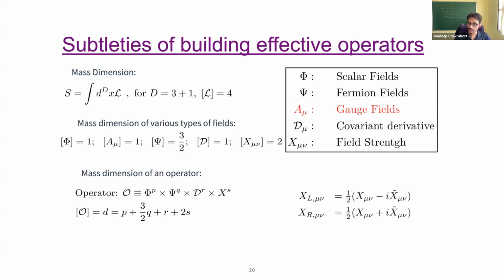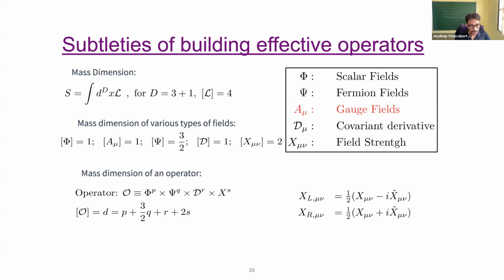So you can have P copies of phi, Q copies of psi, R copies of D, and S copies of the field tensor. Now this Q, by construction of the invariant, is because your fermion field cannot appear alone. It's like a psi bar psi. So Q is always an even integer.